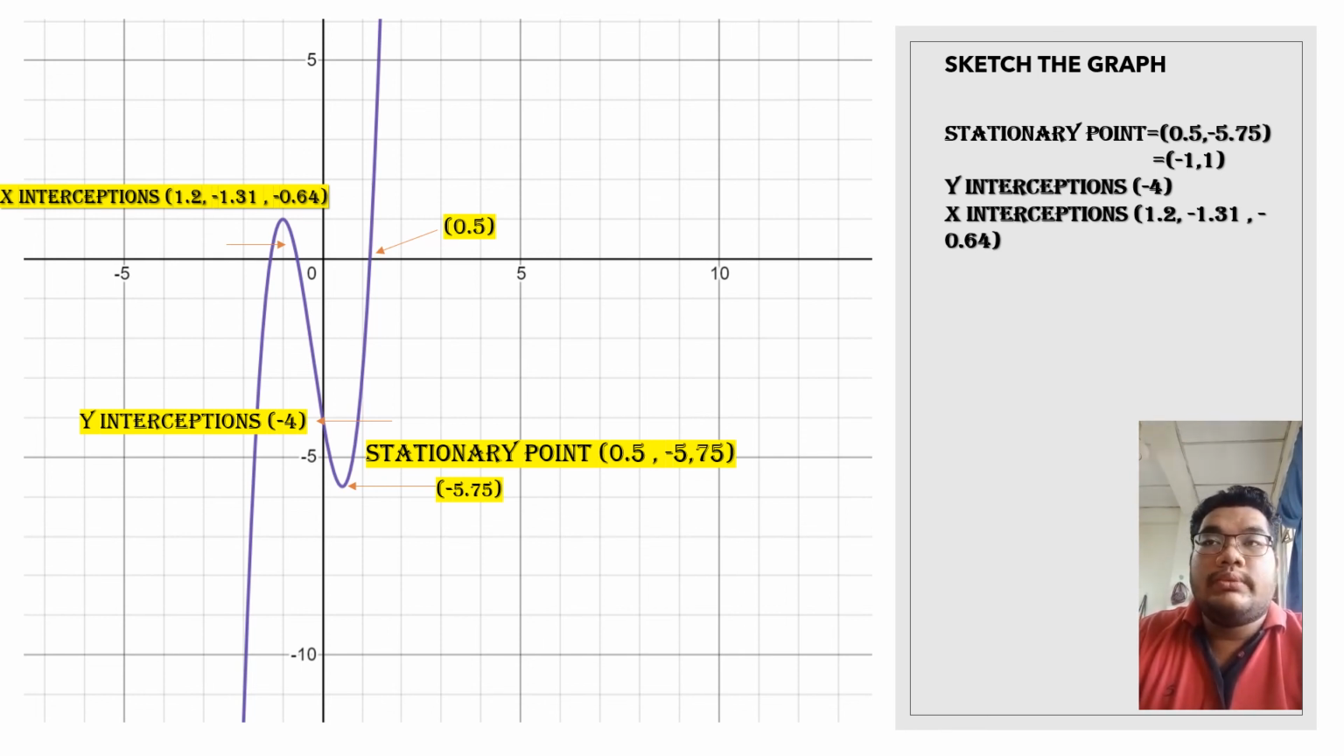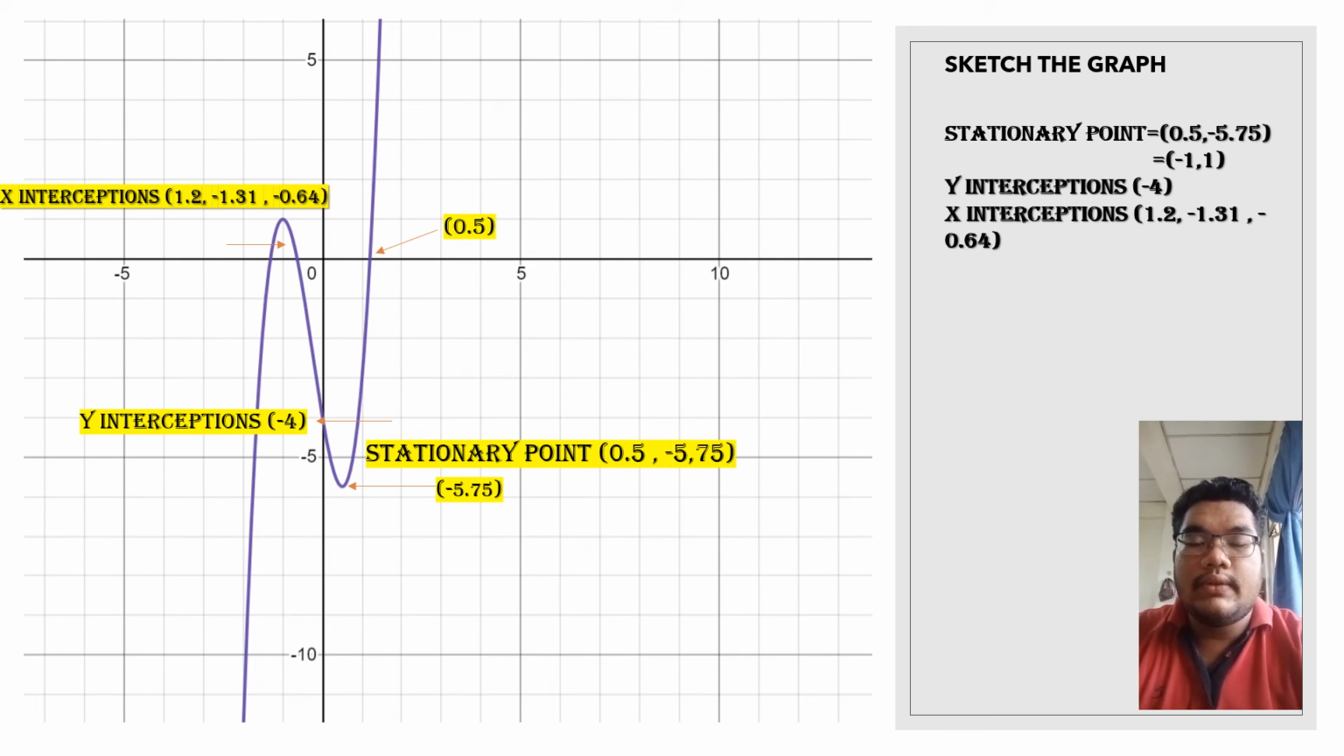To sketch the graph, you will need to put these main points and mark them on your graph. And lastly, you just have to connect the dots. So the graph will look like this. That's all for me. I hope you will understand this clearly.